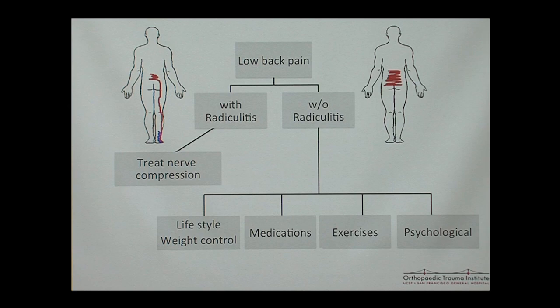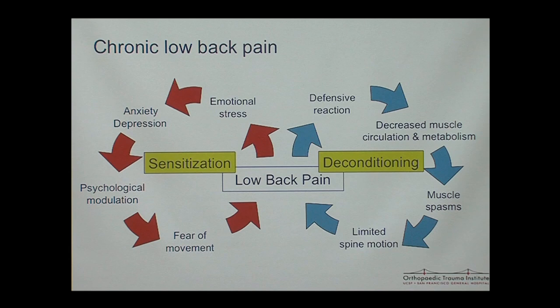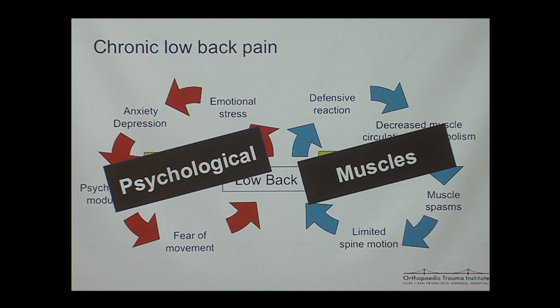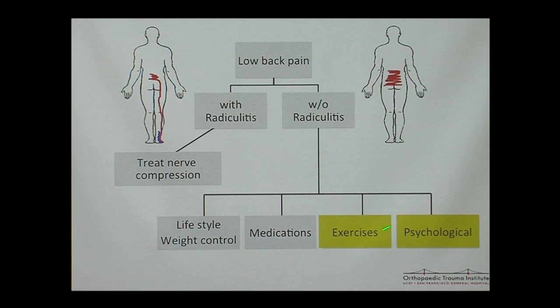This is the previous slide for chronic pain, with the blue cycle and the red cycle. The blue cycle is more muscle related. The red cycle is more psychologically related. So in this figure, we need exercises for the muscle part, and the psychological approach is very important for chronic low back pain.